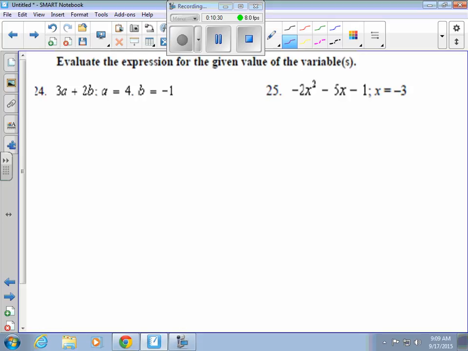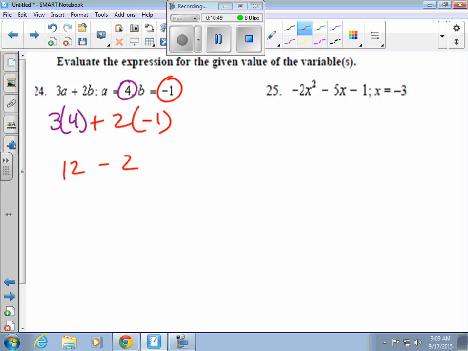Evaluate the expression for the given value of the variable. 3a plus 2b when a is 4 and b is negative 1. 3 times a is 4, so 3 times 4 plus 2 times b, b is negative 1. 3 times 4 is 12. 2 times negative 1 is minus 2. 12 minus 2 is 10.